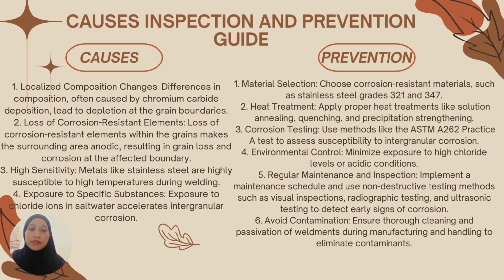Next is how to prevent it. Material selection is very important. That is choosing corrosion resistant materials such as 321 and 347 stainless steel. Heat treatment is also very important, by using the correct heat treatment such as solution annealing, quenching, and precipitation strengthening.